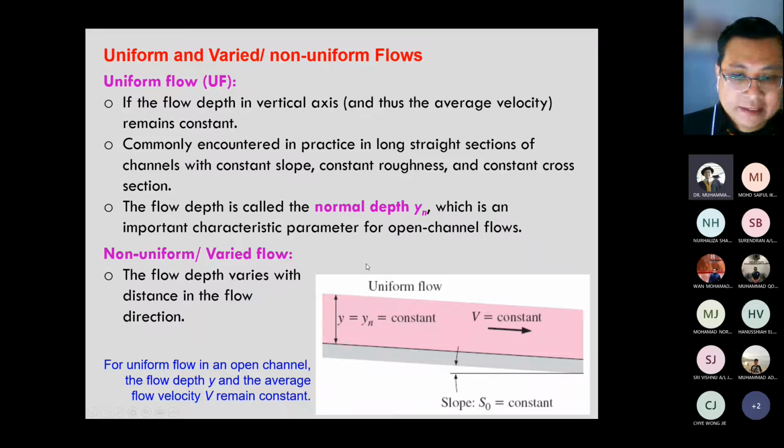Now we try to understand the terminology of uniform flow and non-uniform flow. We check first the uniform flow, or UF. In uniform flow, the flow depth stays constant, and thus the average velocity remains constant. We call this uniform flow. It is commonly encountered in practice in long straight sections of channel with constant slope, constant roughness, and constant cross-section. So we are talking not only about the condition of the flow itself, but also the body of the channel itself.